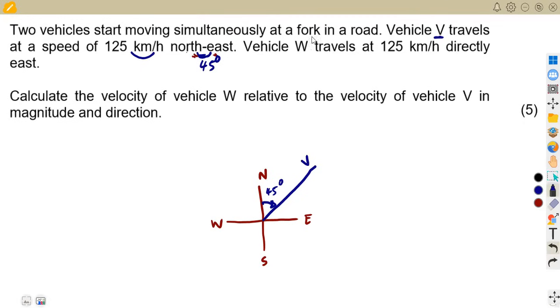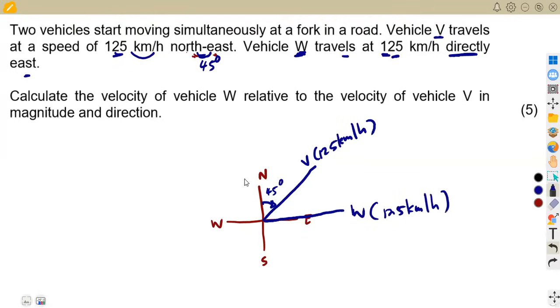This is our vehicle V, at a speed of 125 kilometers per hour. Then we have vehicle W, which travels at 125 kilometers per hour directly to the east. Take note, it's moving directly east, meaning we are on this east line like this. So this is where we are going to have vehicle W, which is moving at the same speed as vehicle V, 125 kilometers per hour. So these two objects have the same speed.